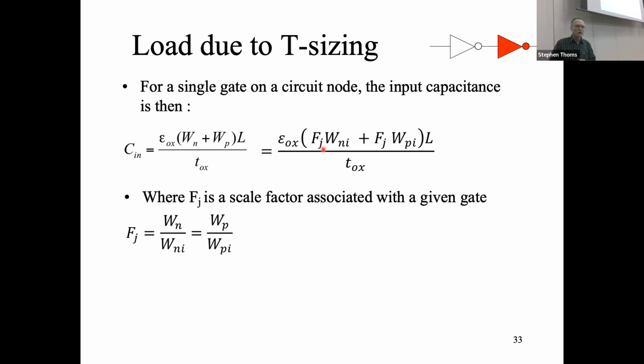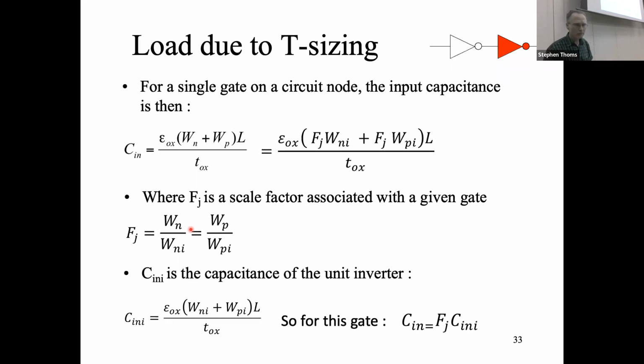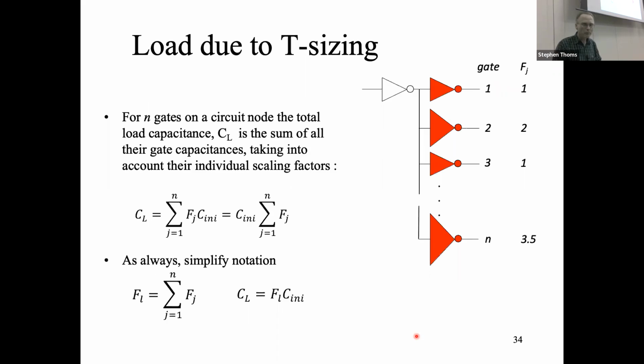The scale is simply the ratio between the widths on that particular gate and the widths on the unit inverter. So if it was another unit inverter, the scale would be 1. If it was wider, the scale would be greater than 1. If you plug it into the equations, the capacitance is simply Fj, our ratio, times the capacitance from the unit inverter.